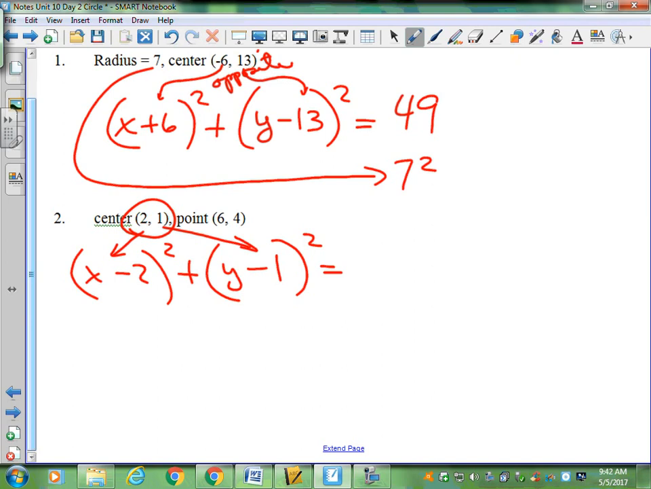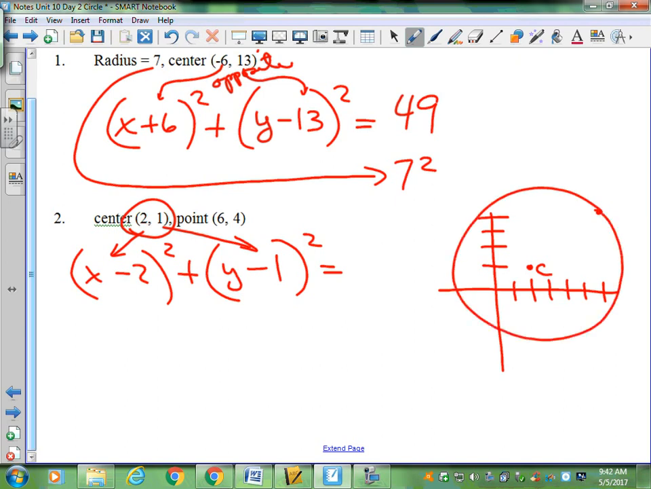Now, over here, let's draw a graph. Over 2, up 1 is the center, so I'm going to put a C next to that so I remember which point's the center. And 6, 4 is a point on the edge of the circle. That's what the other point is for. The other point is a point actually on the circle. Too bad it wasn't straight across, because I could have counted the radius.